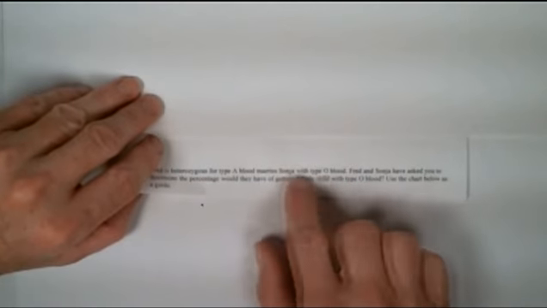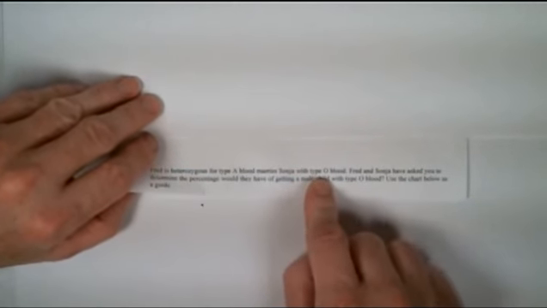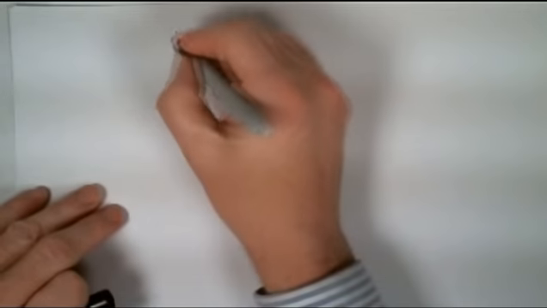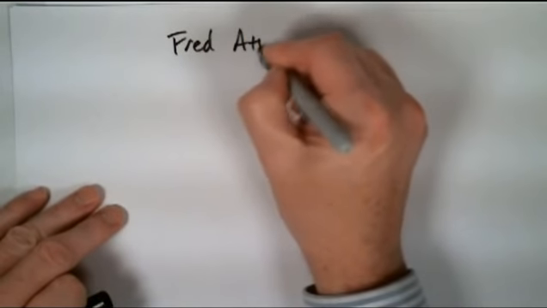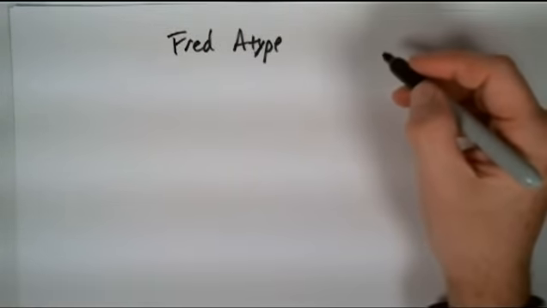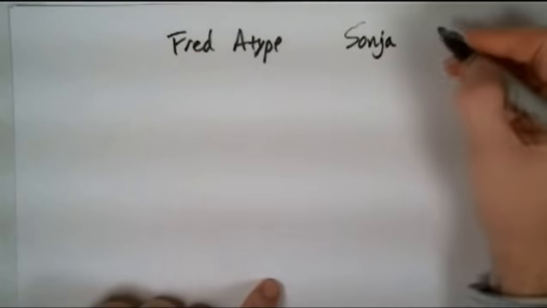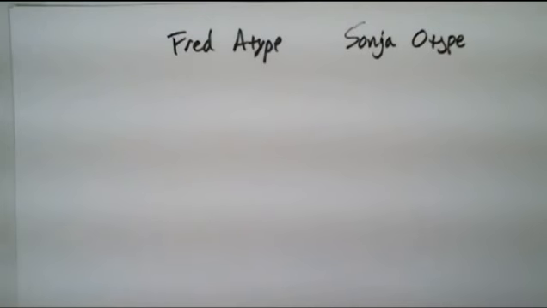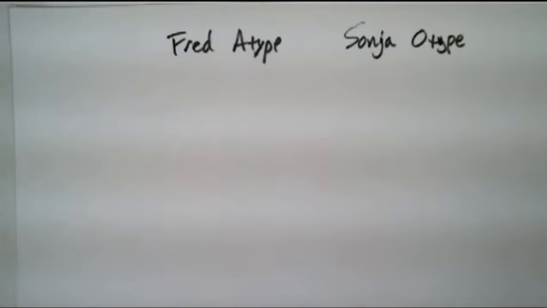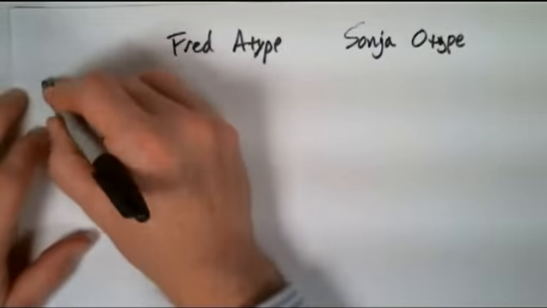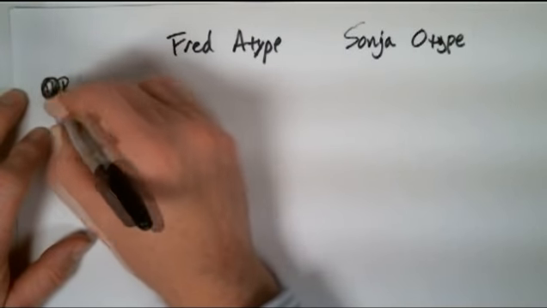Well, I'm going to change this a little bit. I don't want to worry about the males, so I just want to know what percentage are going to be O-type. So Fred is type A blood, and he marries Sonia, who is type O. They have come to you and said, what percent offspring will we have that are going to be O-type? Well, step one is always going to be the parents' genotype.